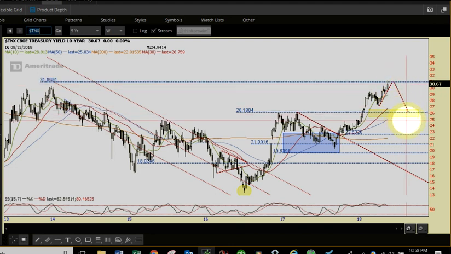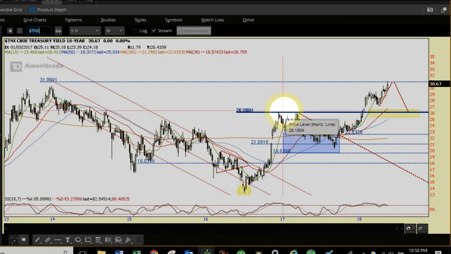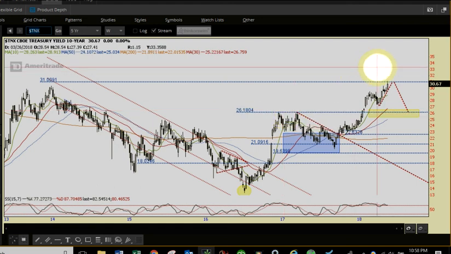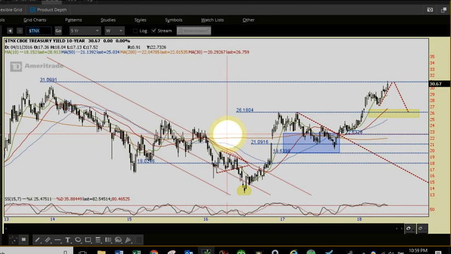And then we're looking at maybe a pullback into this area and then a rally all the way up to maybe 5% or so on the 10-year interest rate. And then, after we get up there, we'll have a substantial pullback in the market. But I don't think we're going to have a substantial one just yet. I think we're going to look at maybe this 2.5% to 2.6% area pullback.